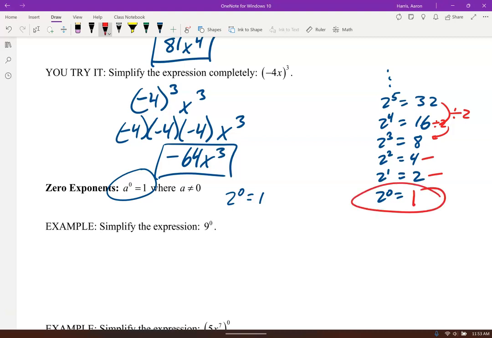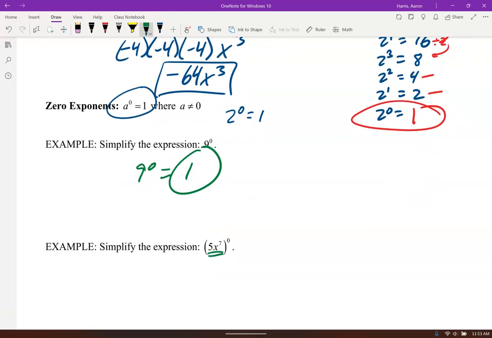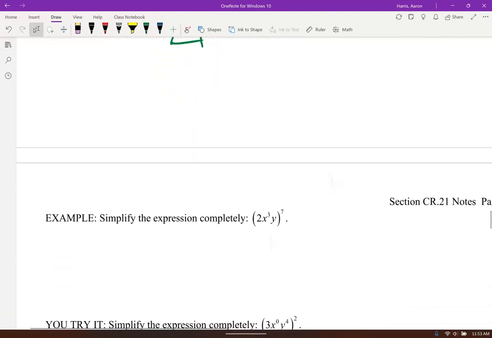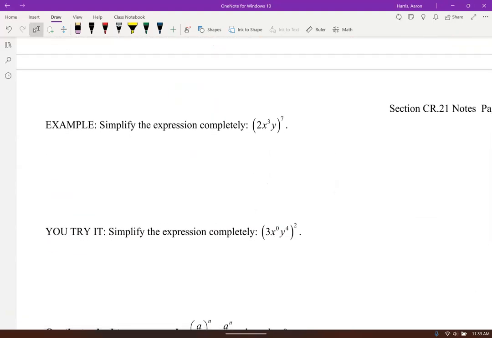All right, so any number to the 0 power is 1. So 9 to the 0, what is it? 1. Anything to the 0 power, 1. Okay. All right, let's go ahead and simplify some more complex ones here.